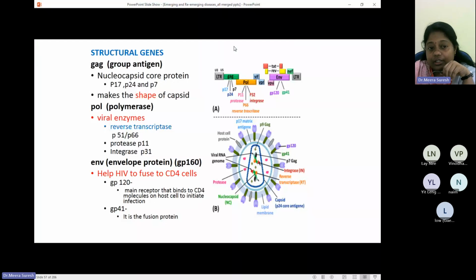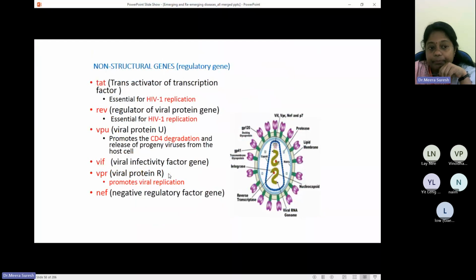So these are the three structural genes: the GAG gene, which is responsible for giving the shape of the capsid; the pol gene, which is responsible for the production of viral enzymes, especially reverse transcriptase; and ENV, which helps HIV to fuse with the CD4 cells.